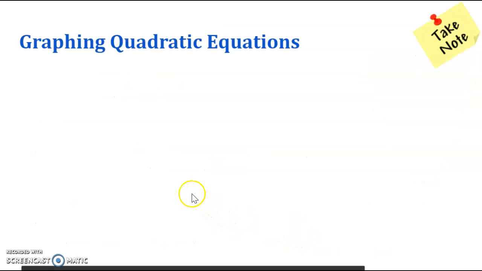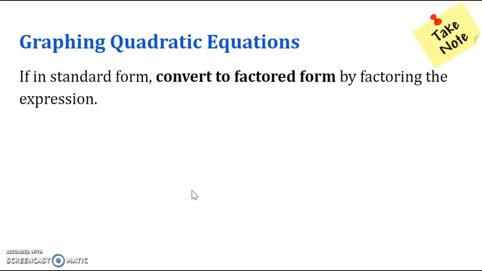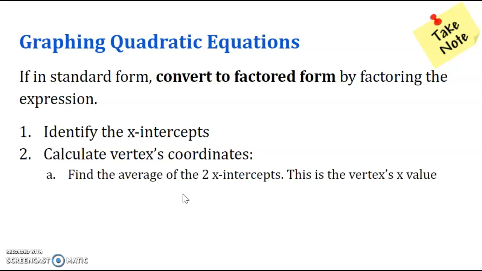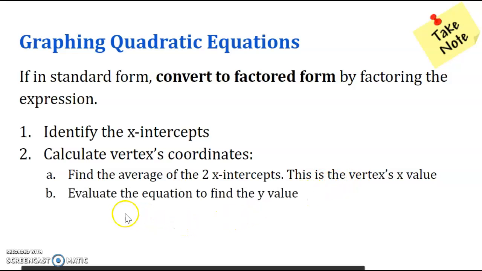Okay, so graphing a quadratic equation. You're going to take notes here. If you have standard form, then you need to first convert it to factored form by factoring. Then you identify the x-intercepts, and then you calculate the coordinates of the vertex, where you find the average of the two x-intercepts, and that's going to be the x value of the vertex. For the y value, you plug the x value you just found into the equation to find what the y value is.